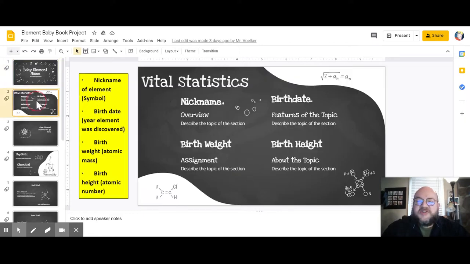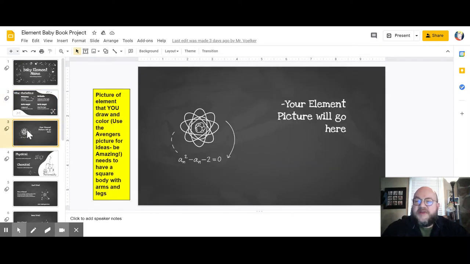The next page you'll see right here is your vital statistics. Your nickname is just what we're going to be calling the symbol of your baby. The birth date is going to be the year that your element was discovered. Now, some elements like gold have been around since the beginning of time, so you can just say something like time immemorial. Baby birth weight is the atomic mass, and the height is what we're going to be calling the atomic number.